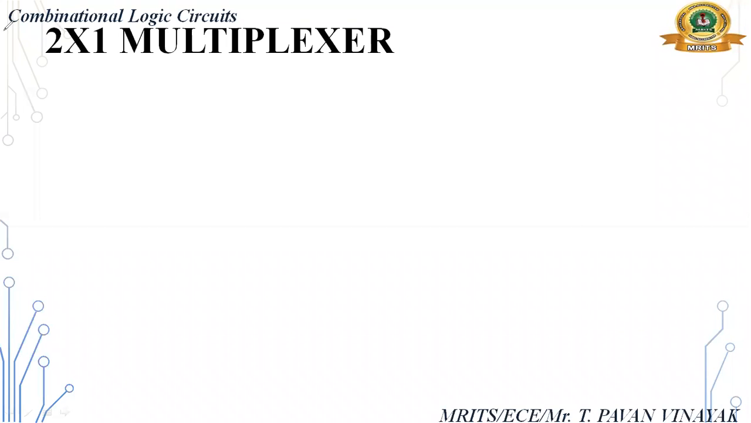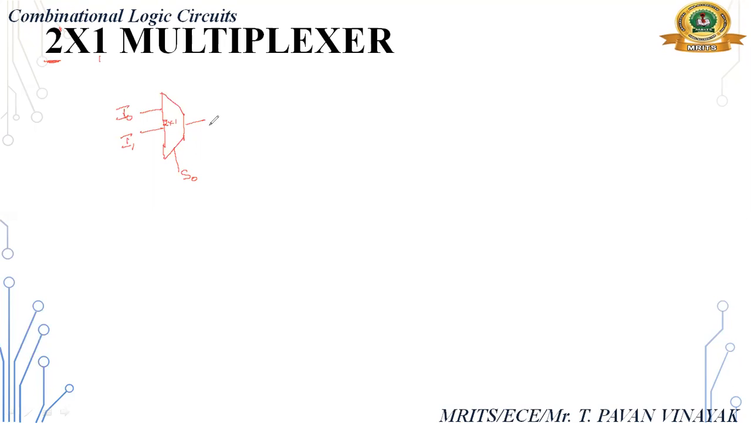2 by 1 multiplexer. So 2 by 1 multiplexer means we have two inputs, one output, right? So the block diagram is like this. 2 by 1. Two inputs, I0, I1. And 2 by 1 means 2 power 1. So selection line is only 1. That is S naught. Okay.